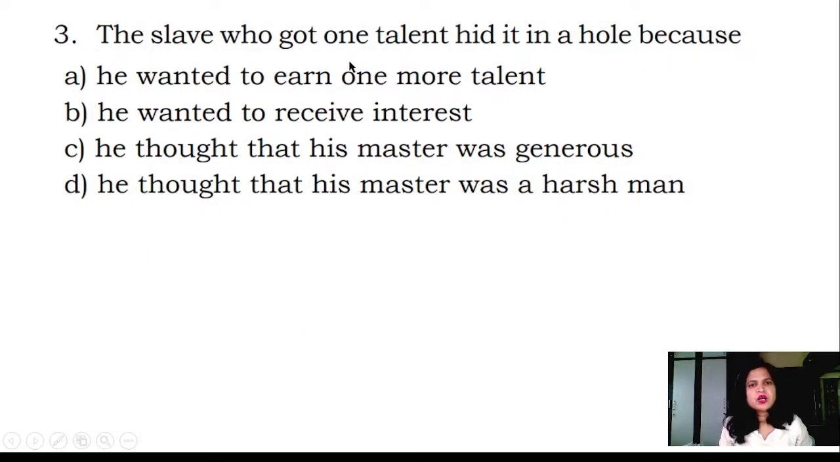Third one. The slave who got 1 talent hid it in the hole because A. He wanted to earn 1 more talent. B. He wanted to receive interest. C. He thought that his master was generous. D. He thought that his master was a harsh man. Answer: He thought that his master was a harsh man.